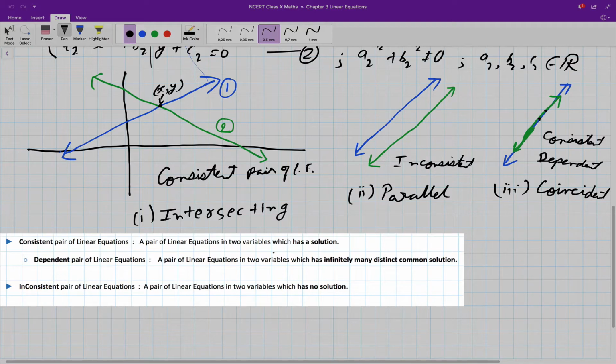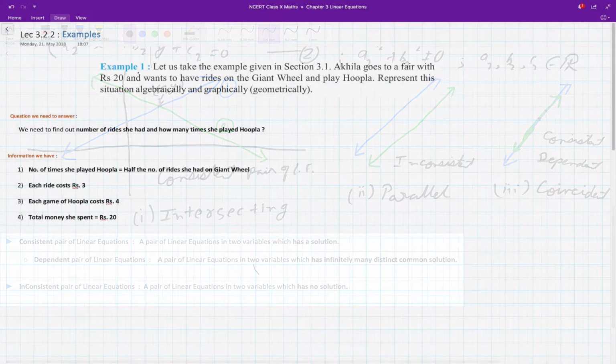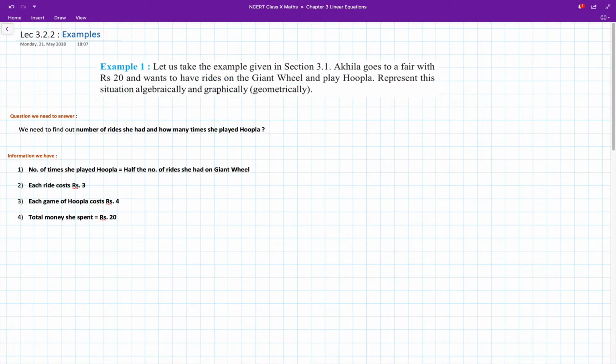And in the case of parallel lines, when we don't have any solution, the pair of linear equations has no solution, then we call it an inconsistent pair of linear equations. Okay, so the first example that we'll start with is the example that we saw in our last lecture.